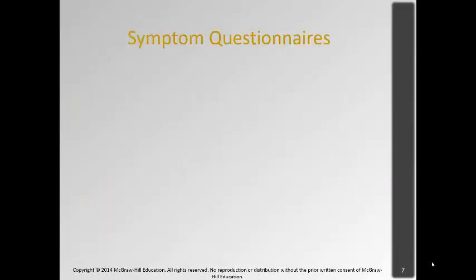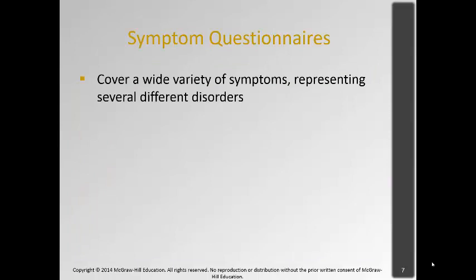Then we have symptom questionnaires, which cover a wide variety of symptoms representing several different disorders. So in my clinical work, I often use measures of depression, anxiety, hopelessness, because that's what I most commonly see among patients. But depending on people's disorder, I might give other symptom checklists. And these are good for me to get information about how my clients are doing, the seriousness of their depressive symptoms, the seriousness of their anxiety symptoms, and also to see change across sessions.